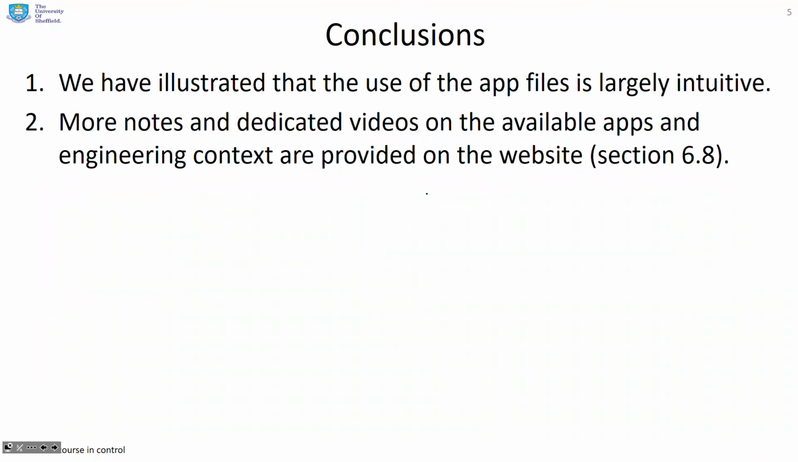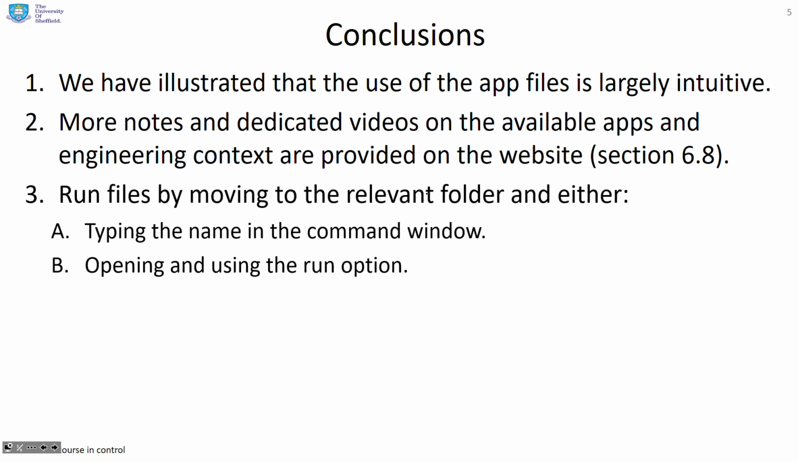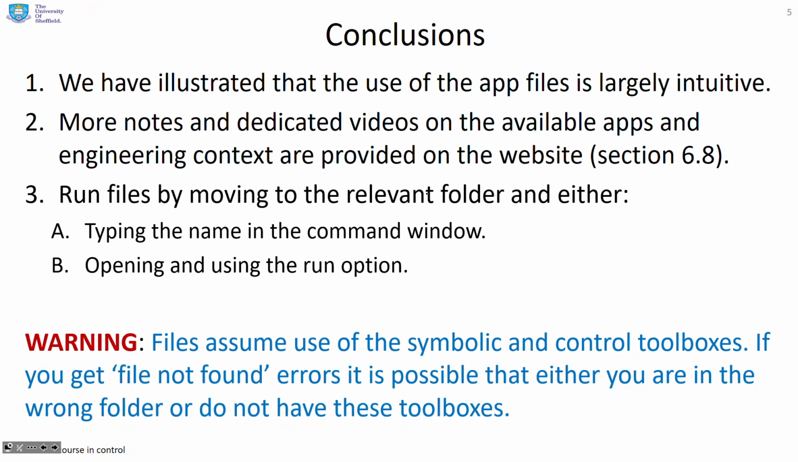So, some conclusions. We've illustrated that the use of the app files is largely intuitive. There are more notes and dedicated videos on the available apps and the engineering context on the website, section 6.8. You run the files by moving to the relevant folder and either typing the name in the command window or opening the file through the file editor and using the run option there. And just a warning: a lot of the files assume the use of the symbolic and control toolboxes. So if you get a file not found error or something else, it's possible you haven't got one of these toolboxes.